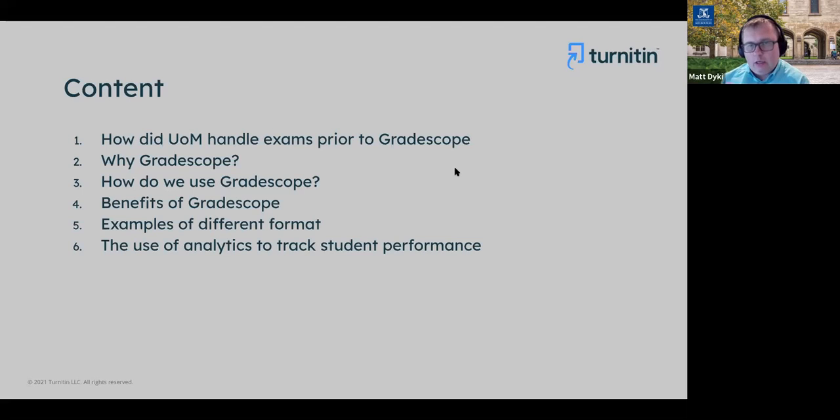Next slide. So I'm going to talk briefly about how Melbourne has handled exams historically, why we've used Gradescope both as a university, but also a bit more about our own experience, why we've adopted Gradescope and how we use it. The benefits we found with Gradescope, focusing very much on the marking aspect, and a few examples of how different parts of Melbourne Uni have been using Gradescope, as well as briefly how we've looked at the analytics to track student performance. Chuck, next slide.